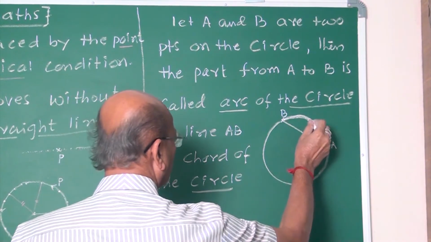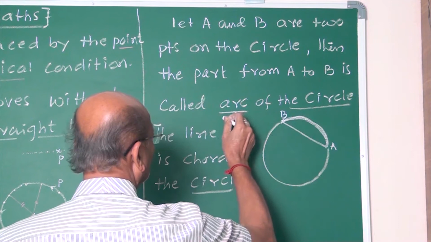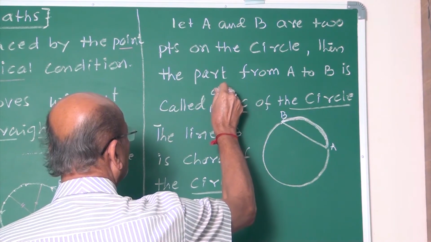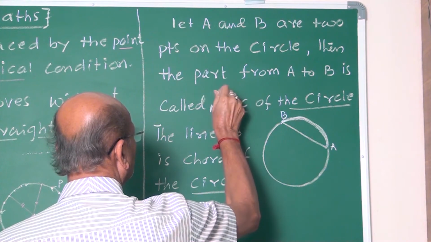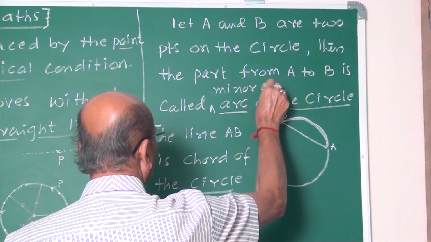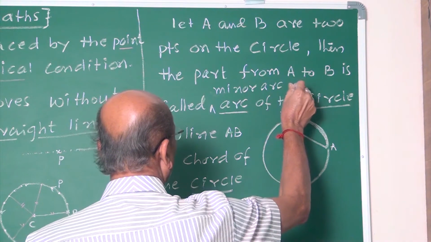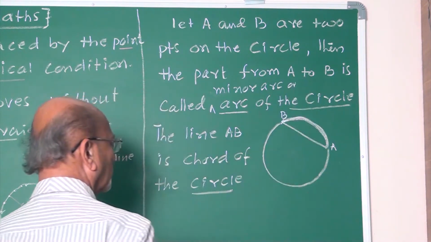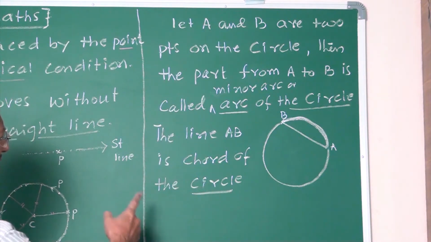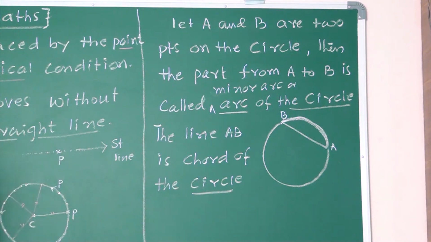Even this is also known as what? Minor arc. Arc or minor arc. Name, minor arc or arc of the circle. The line AB is called as chord of the circle. Yes, my friends. Next comes sector.